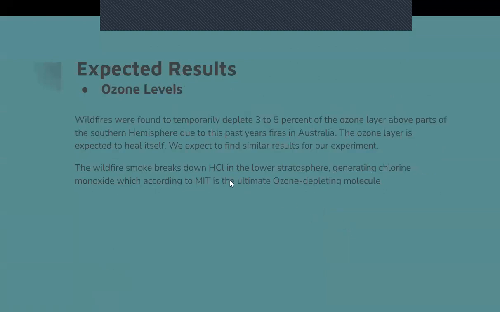So our expected results for the ozone levels is they'll go down, but they should bounce back. In 2021, I believe, there were large forest fires in Australia, and they saw that 3 to 5% of the ozone layer was depleted in the southern hemisphere. However, it was able to heal itself in about a year. So we expect similar results to come from our data. What causes the ozone to be depleted is that the wildfire smoke breaks down the hydrochloride in the lower stratosphere, which generates chlorine monoxide, which according to MIT is the ultimate ozone depleting molecule.